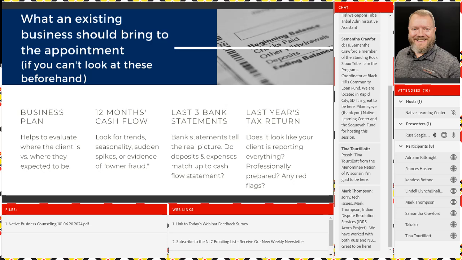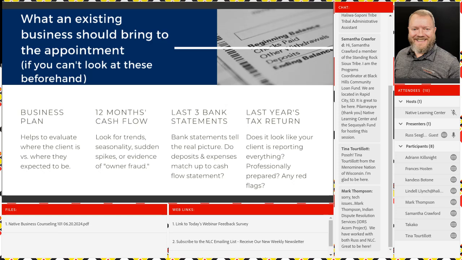But if it's a mom and pop business and mom and pop are using money out of the cash drawer to buy their groceries on the way home, that's owner fraud. They're stealing from themselves and they're stealing from the business's future. And if that's the case, we got to fix that before we can fix anything else. Again, look at the last 3 bank statements. They're going to give us a more real picture than the P&L statements. Do they match up to the cash flow statements? Is there something running through the bank account that we're not seeing reflected on the financial statements? That's a red flag.